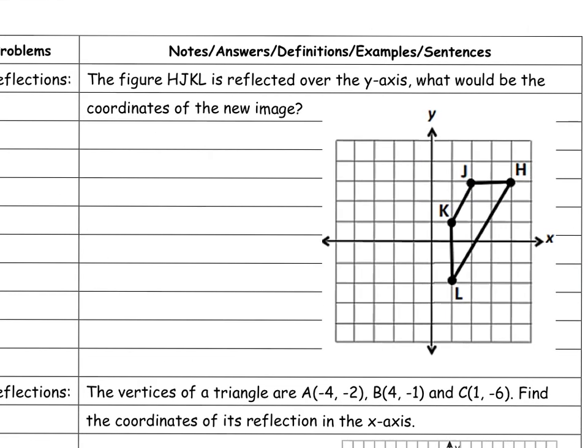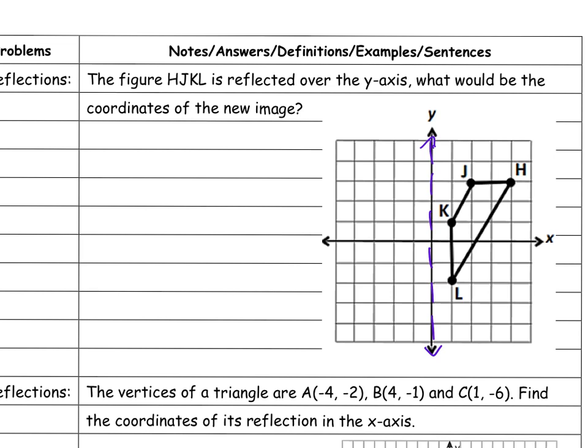Okay, here we go. It says, figure HJKL is reflected over the y-axis. What would be the coordinates of the new image? Wow, I'm reading really well. Okay, so I'm reflecting it over the y-axis, which is here. And we want to find out the new coordinates.